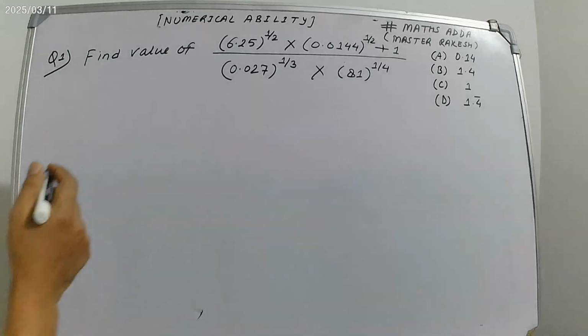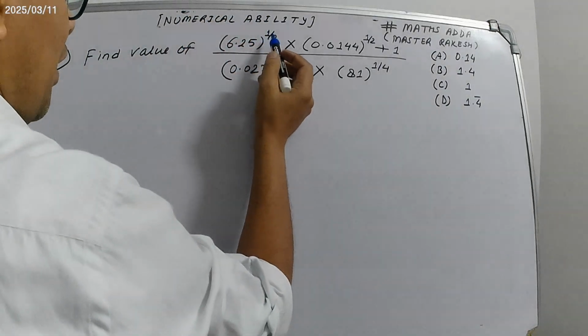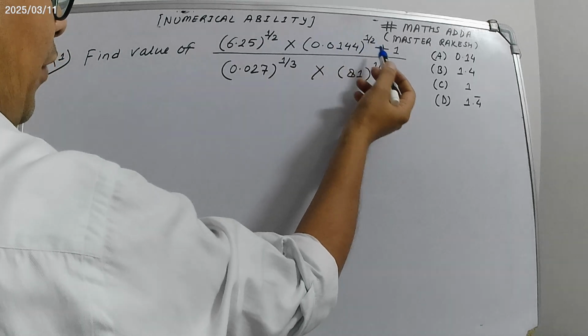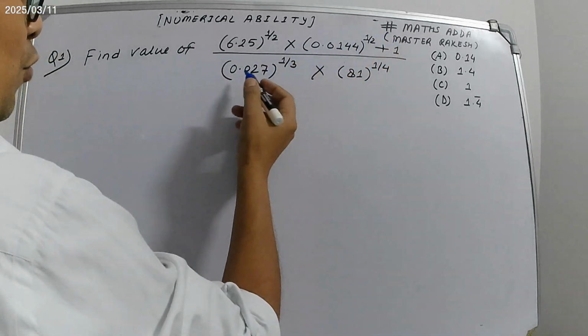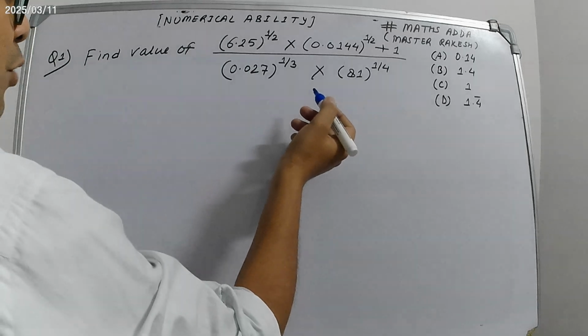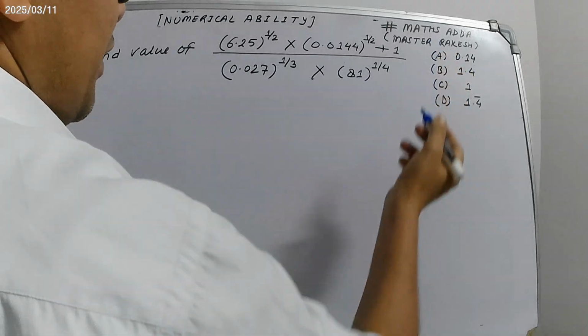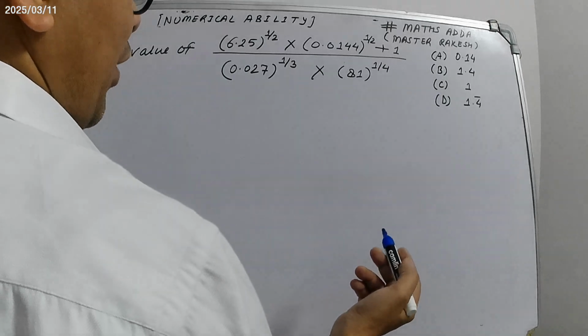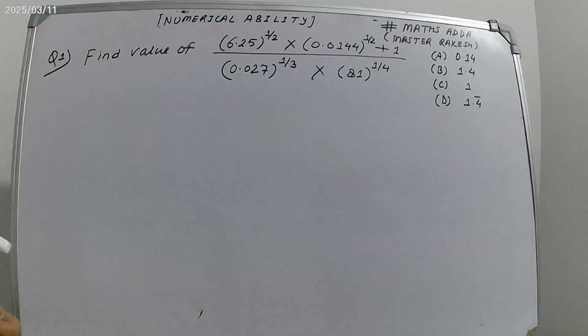There is a question: find the value of 6.25 raised to power 1 by 2 into 0.0144 raised to power 1 by 2, plus 1, whole upon 0.027 raised to power 1 by 3 into 81 raised to power 1 by 4. There are four options A, B, C, D: 0.14, 1.4, 1, 1.4 bar. So we have to solve this question.